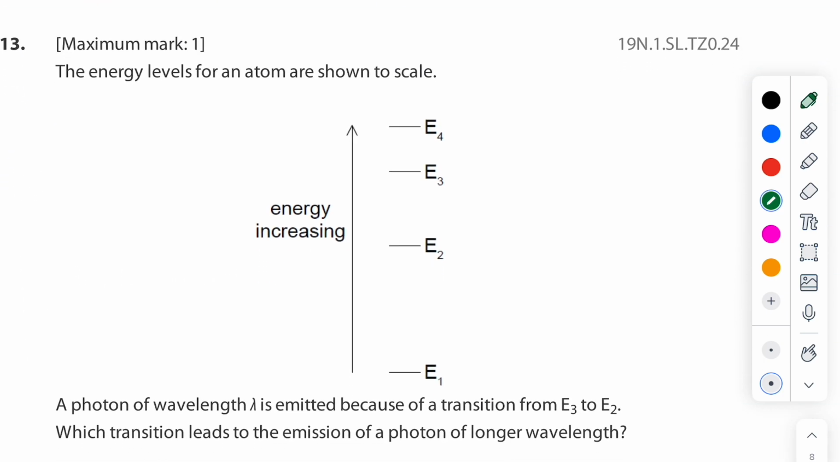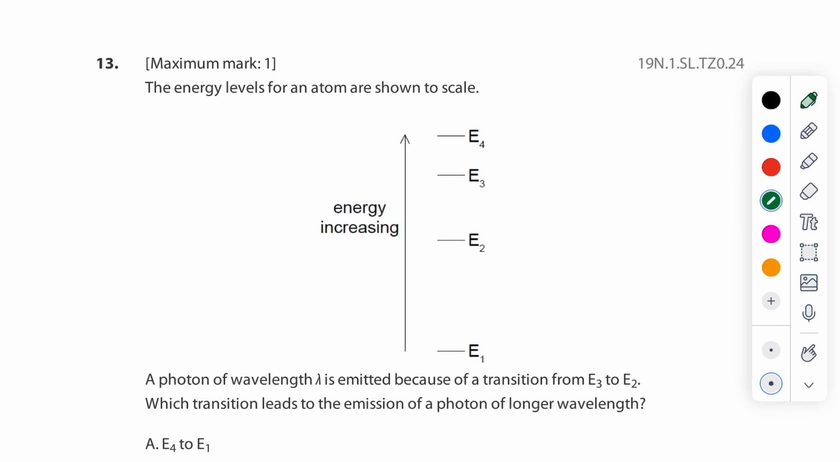Now coming to the next question. Question number 13. What is he saying? The energy levels for an atom are shown to scale. A photon of wavelength lambda is emitted because of the transition between E3 and E2. Which transition leads to the emission of a photon of longer wavelength? So we want a longer wavelength.